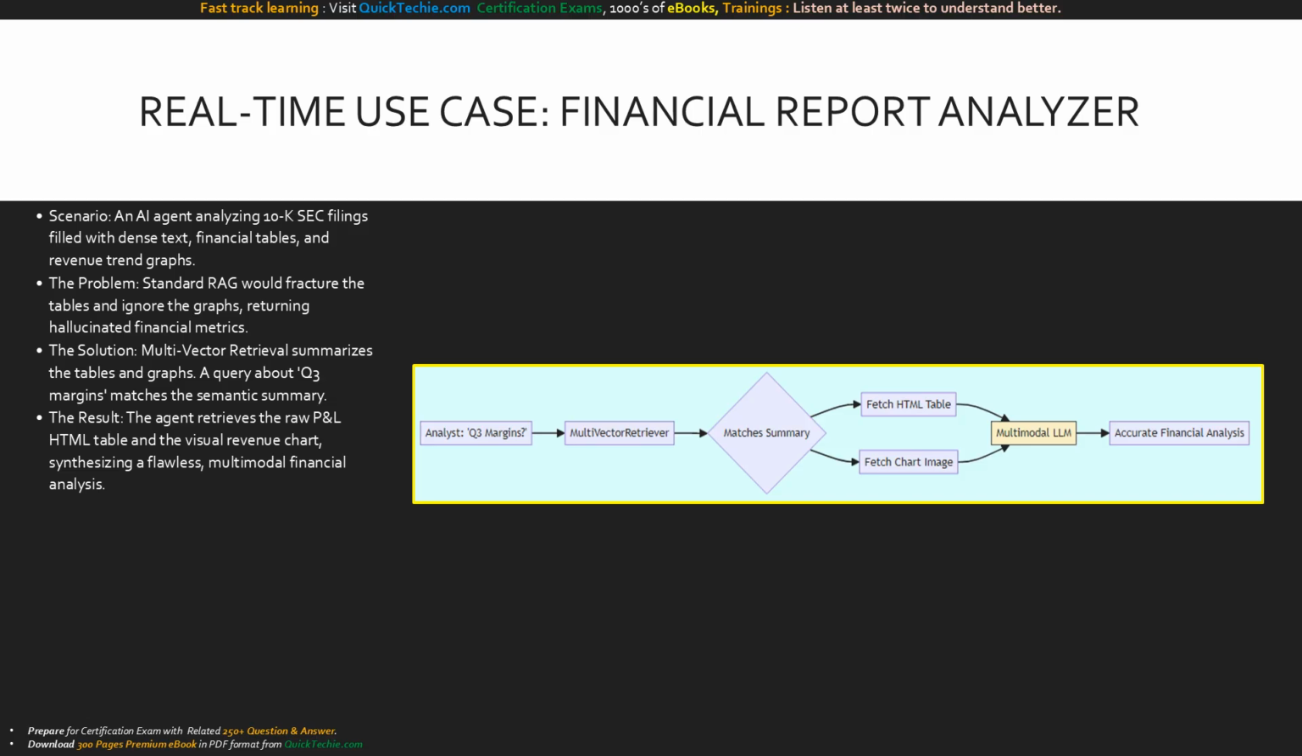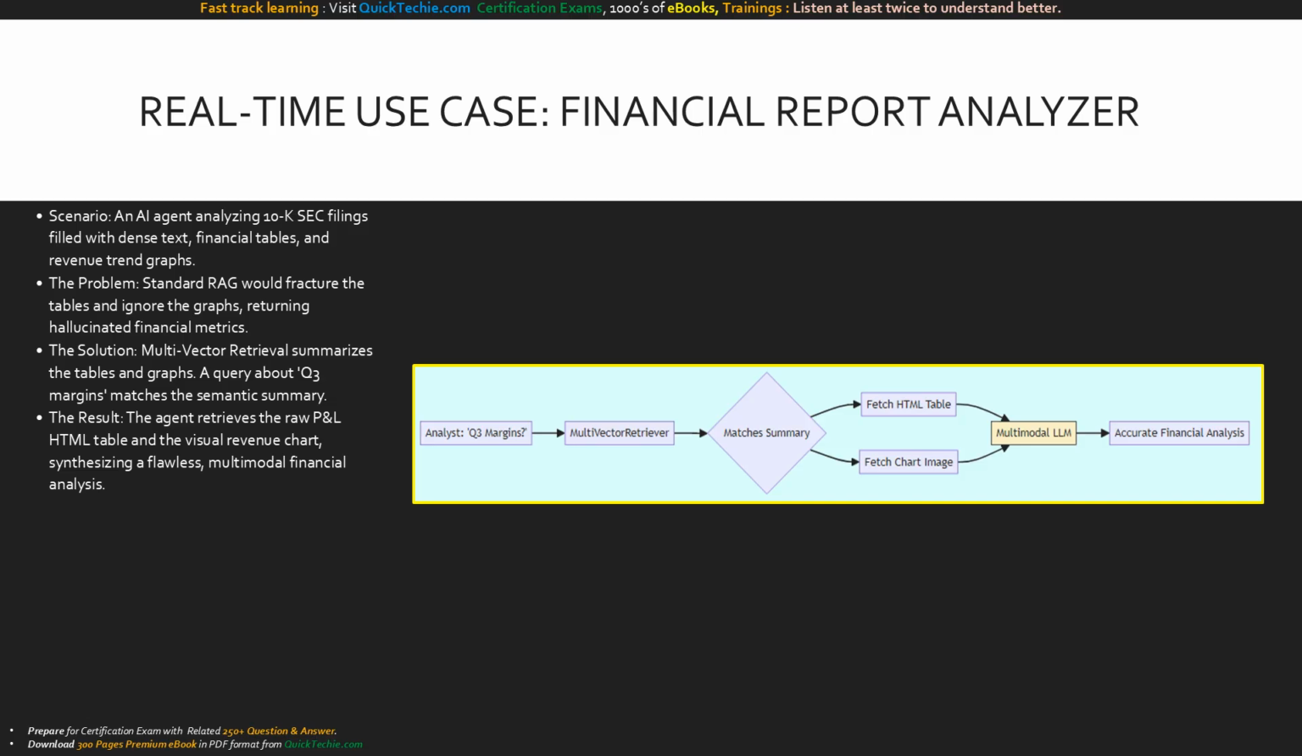When a financial analyst asks, "What caused the dip in Q3 margins?" the system matches the text summary of a specific revenue chart. It instantly pulls the actual image of the chart and the raw HTML data table from the document store, feeding both to a multimodal LLM. The AI can now synthesize an answer using visual data and tabular metrics simultaneously, ensuring enterprise-grade accuracy.